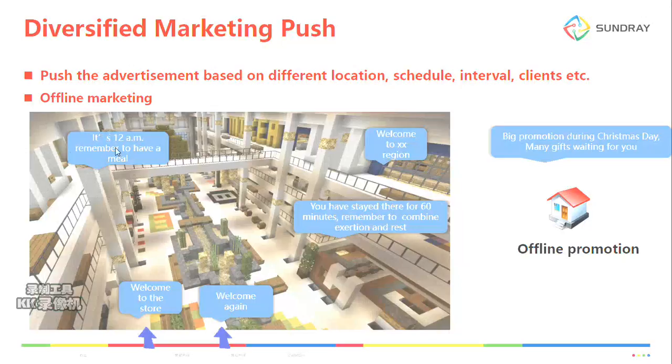And second is that we can set based on different time periods. For example, at noon time, we can push the advertisement about the restaurant, and in the morning maybe you can push some advertisement about the coffee shops. So this is pushed based on different time schedules. And also we can push based on different regions. For example, in the shopping mall, the first floor is selling women's clothes, so we can push the advertisement about the women's clothes shops, and the second floor is selling men's clothes, so we can push the advertisement about the men's clothes shop.